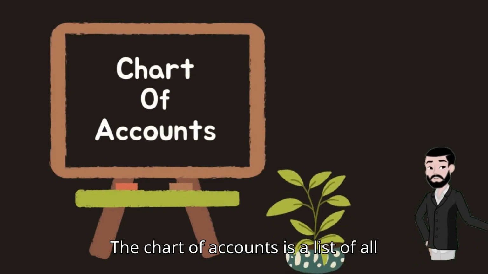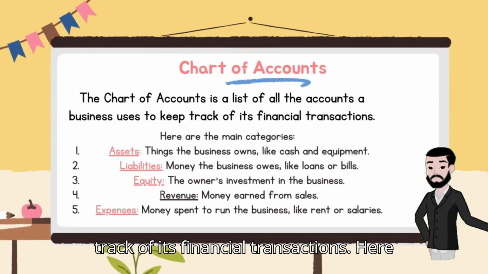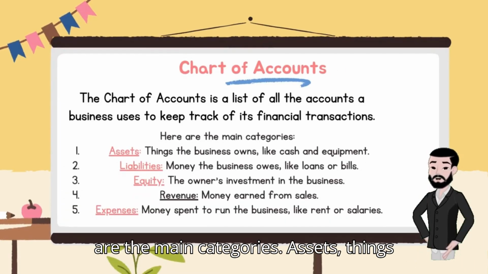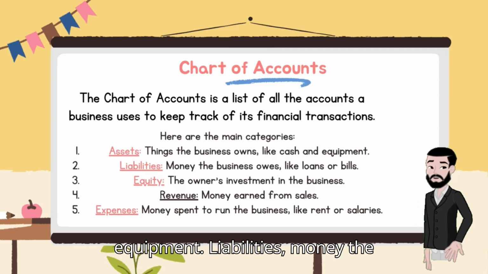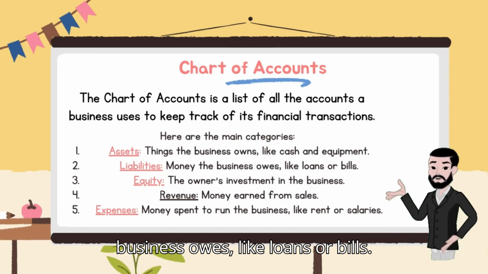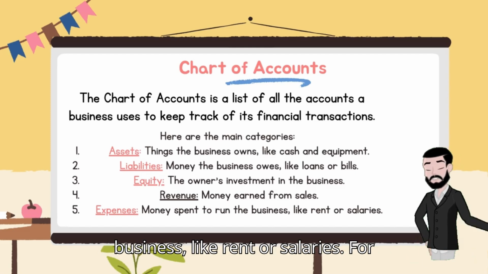Let's talk about the chart of accounts. The chart of accounts is a list of all the accounts a business uses to keep track of its financial transactions. Here are the main categories. Assets, things the business owns, like cash and equipment. Liabilities, money the business owes, like loans or bills. Equity, the owner's investment in the business. Revenue, money earned from sales. Expenses, money spent to run the business, like rent or salaries.